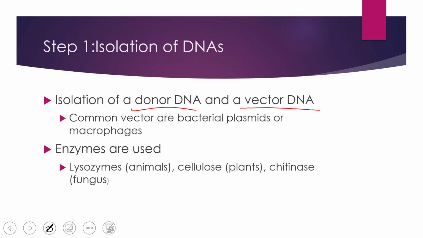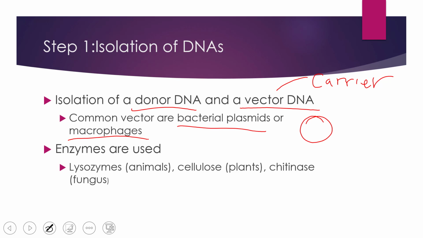And our vector DNA is simply our carrier. That's like the host that's really going to take in the small section of the donor DNA in order for it to be duplicated and replicated in further succession. We'll talk about that later. But generally, the most common vectors are bacterial plasmids, which are circular pieces of DNA, so they're in a circle, or bacteriophages.